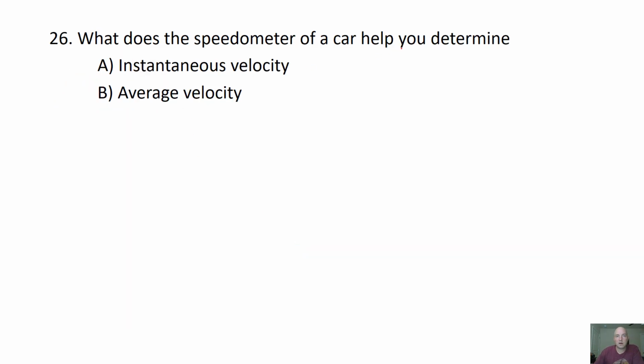What does the speedometer of a car help you determine? Okay, so the speedometer of a car is going to tell you how fast you're going right now. When you get to a red light and you hit the brakes, you go to 0. And when you hit the gas, you might see that car speedometer go up to 55 miles per hour or something like that. That's telling you the instantaneous velocity. There used to be a little gauge, a little needle that would turn and get higher and higher. Now I think most cars are digital and they just tell you how fast you're going.